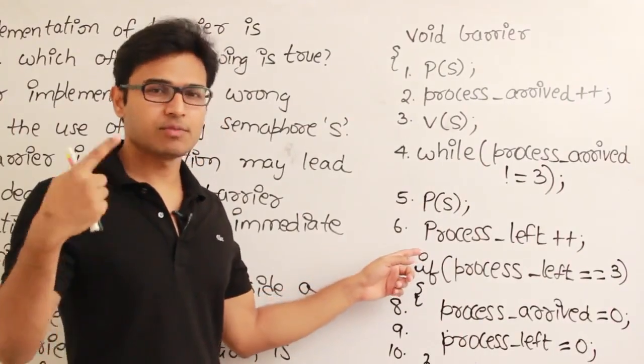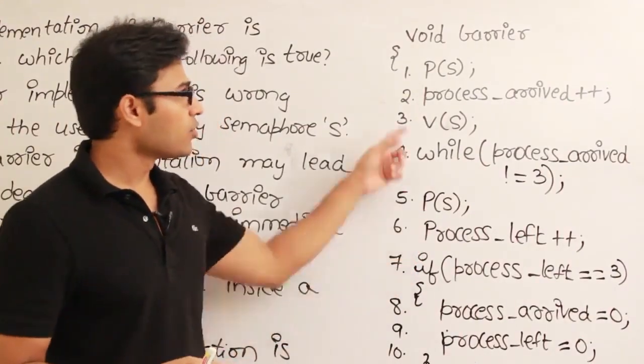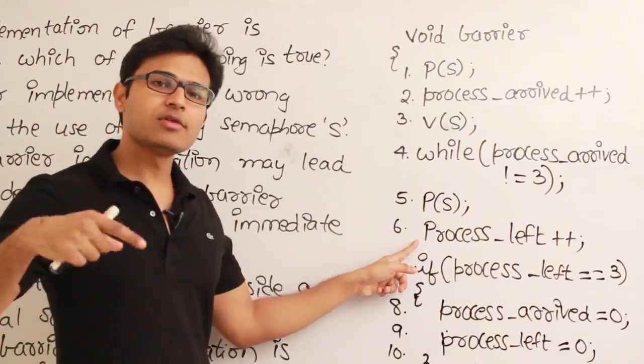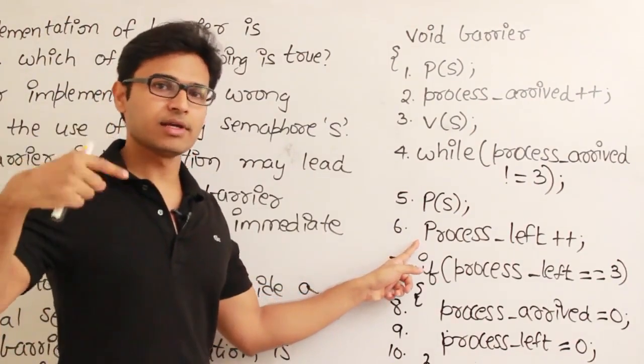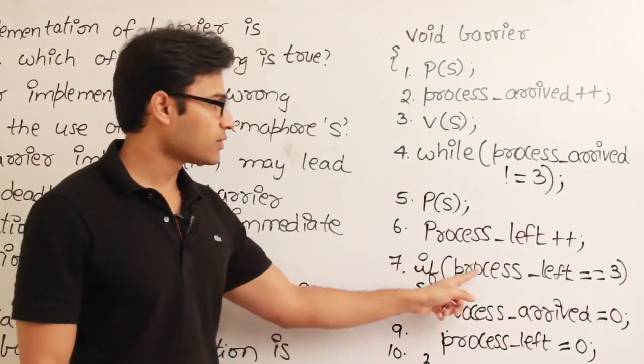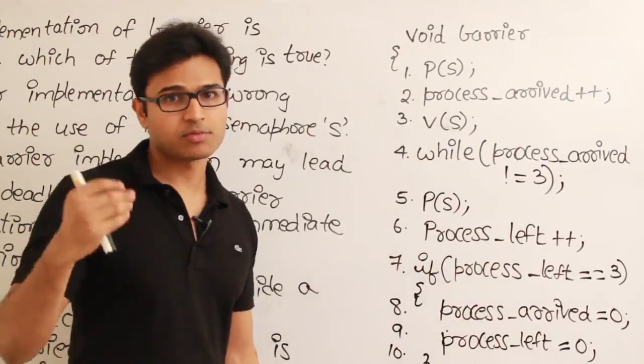It is 1 means one process left, and initially both are 0, 0, right? And then similarly everyone is going to jump one by one by incrementing it. The third process to jump the barrier is going to see that process left equals 3, which means it is the last process.